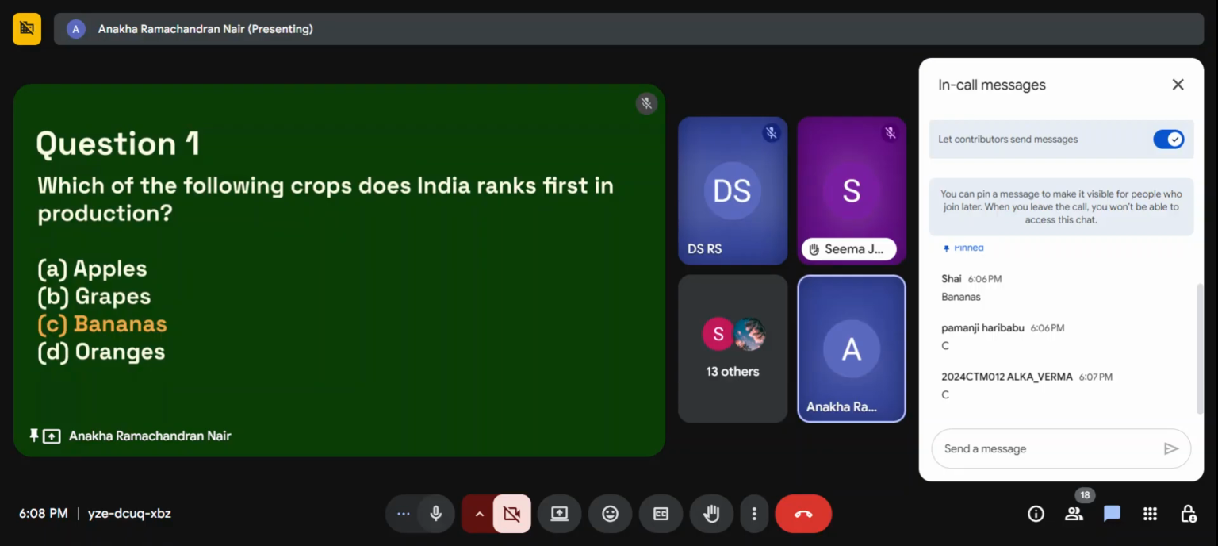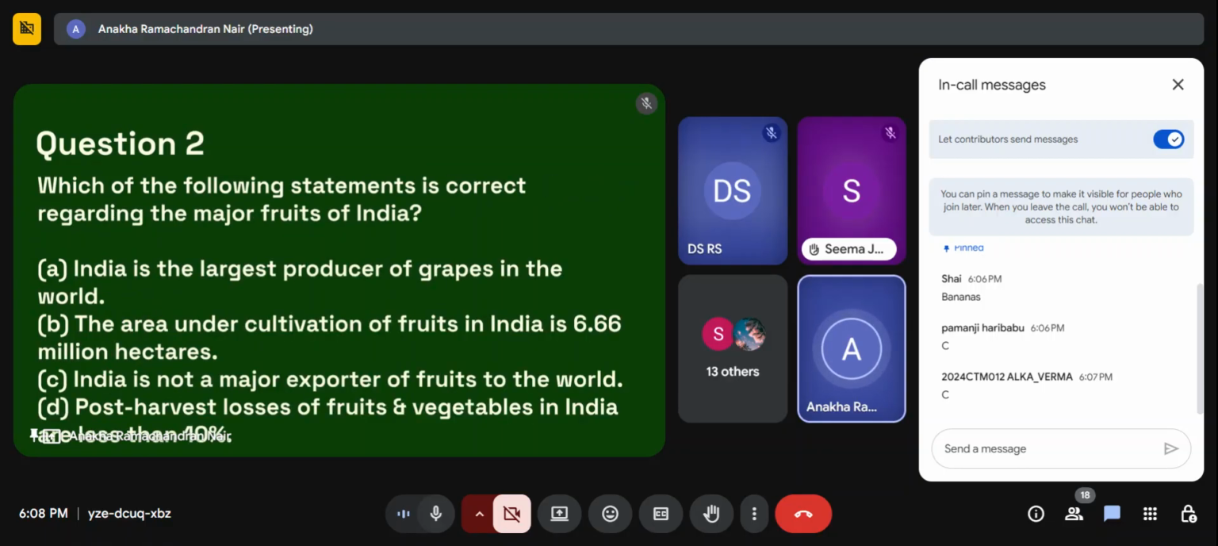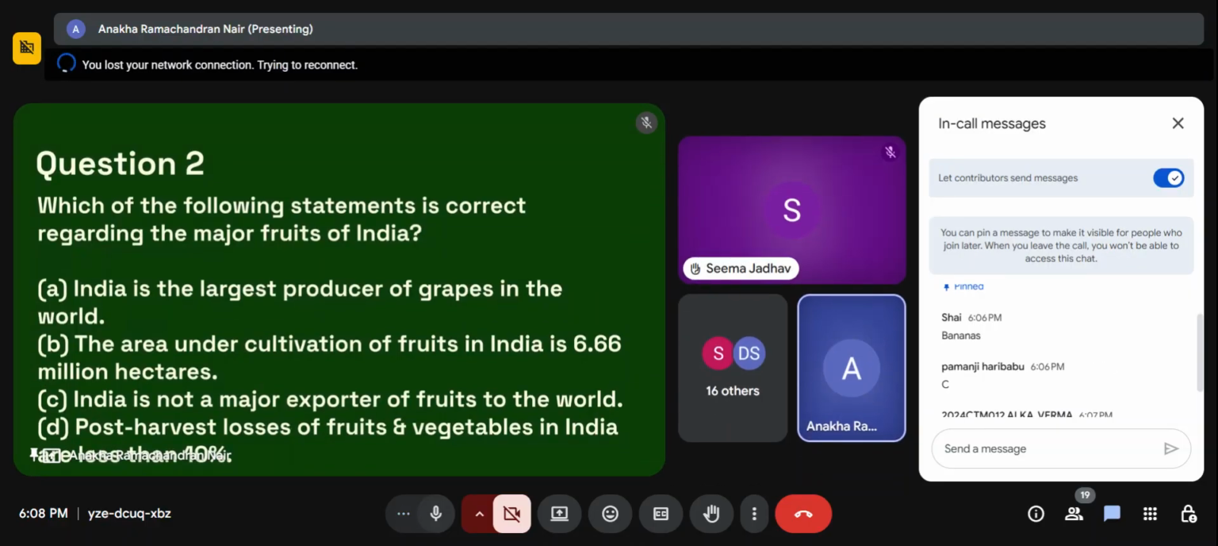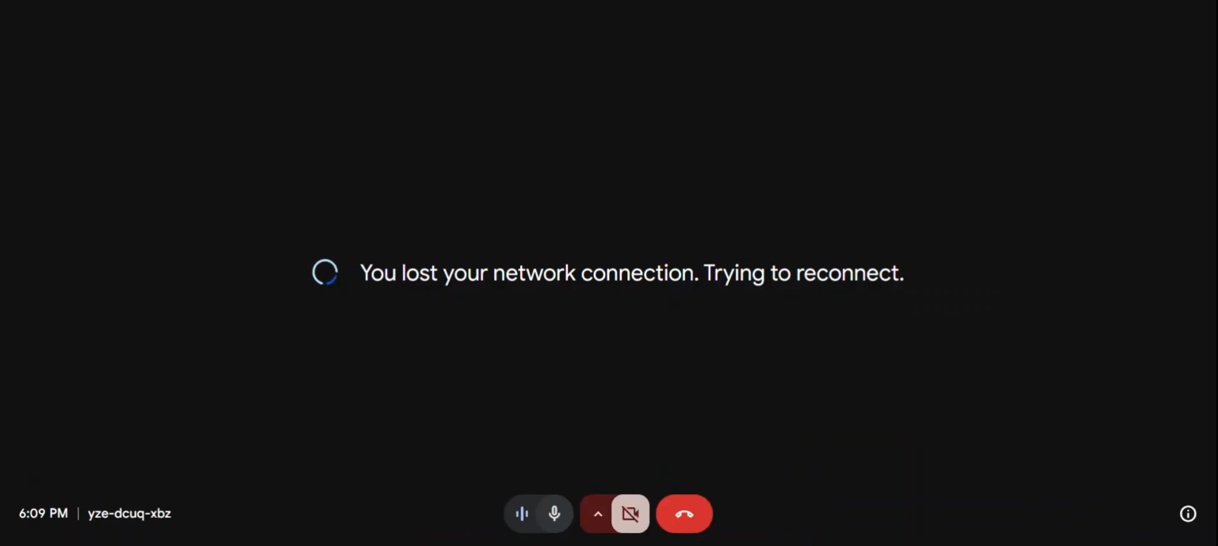All right, no doubts. So, question number two is, which of the following statements is correct regarding the major fruits of India? There are again four options. Option A is India is the largest producer of grapes in the world. Option B is the area under cultivation of fruits in India is 6.66 million hectares. Option C is India is not a major exporter of fruits to the world. And option D is post harvest losses of fruits and vegetables in India are less than 10%. So you have to find out the correct statement out of these four, and there could be multiple correct statements also. All right. Seema, you have an answer?